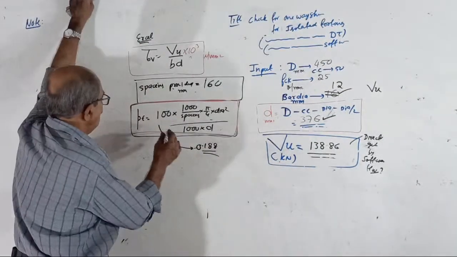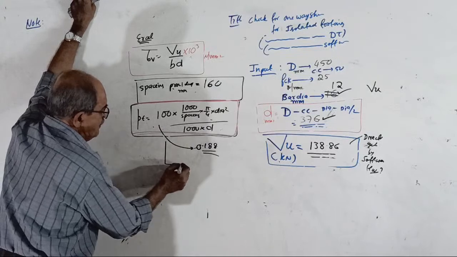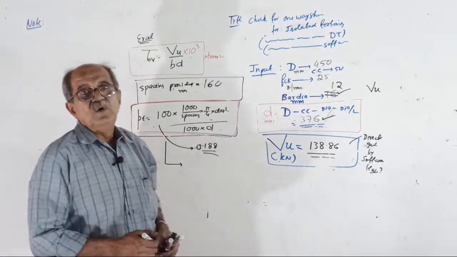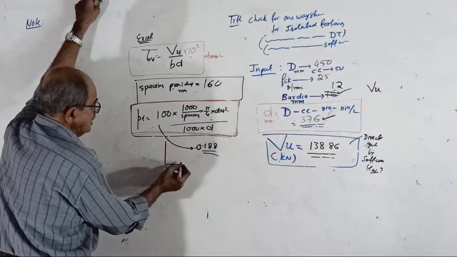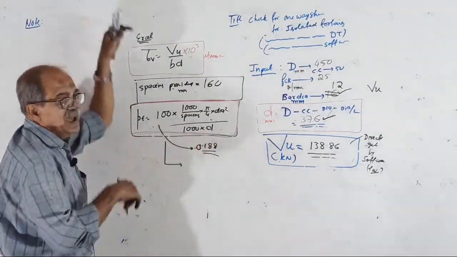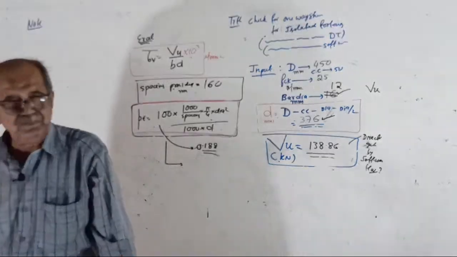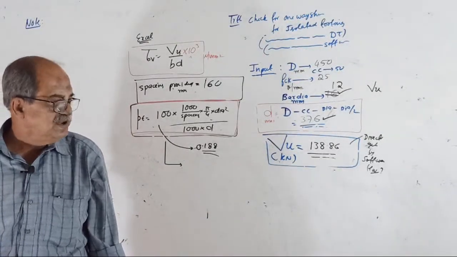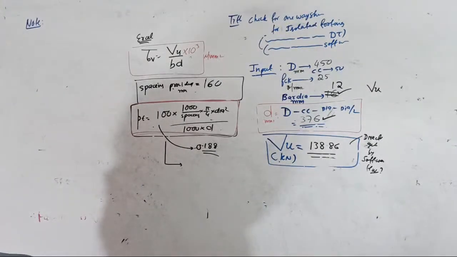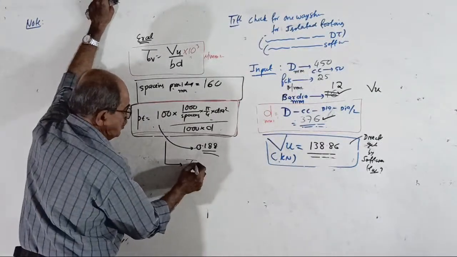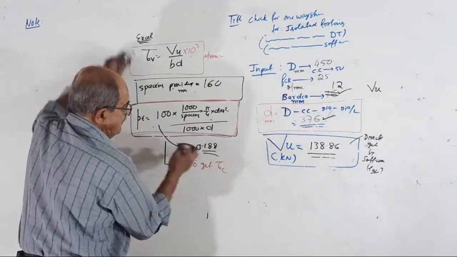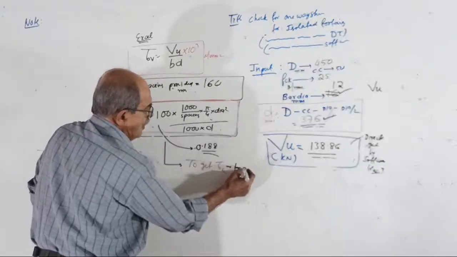Okay, now for this PT, tell me what you want. For this PT, you tell the Excel to get what value? For this PT, you tell the Excel to get tau C value. Tell me, to get tau C, red color, for the above PT.